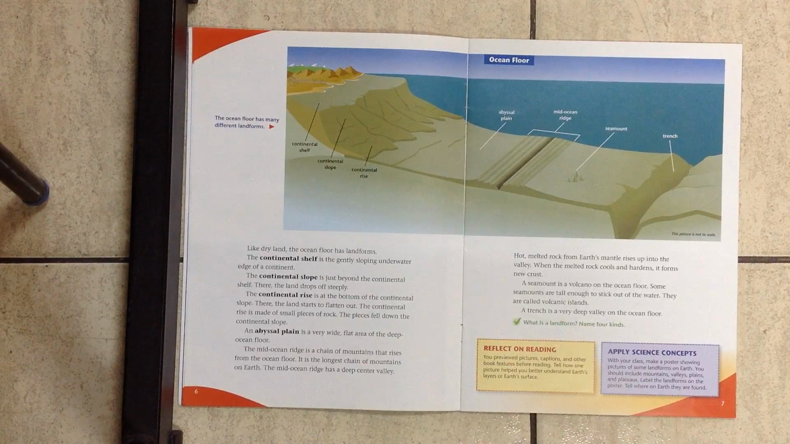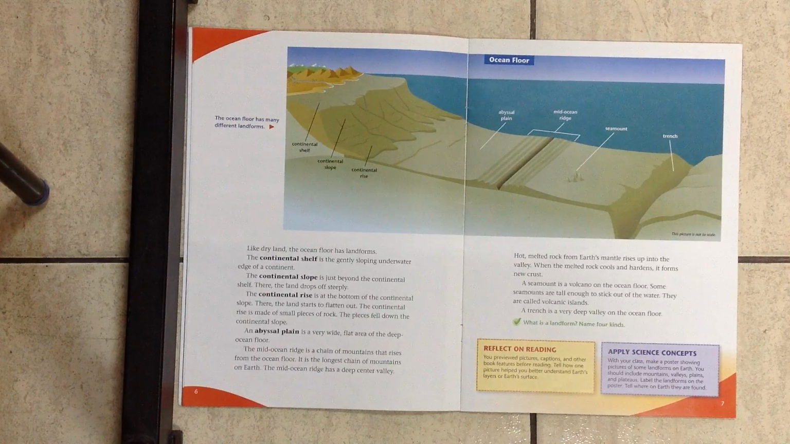The continental shelf is the gently sloping underwater edge of a continent. The continental slope is just beyond the continental shelf. There, the land drops off steeply. The continental rise is at the bottom of the continental slope. There, the land starts to flatten out.